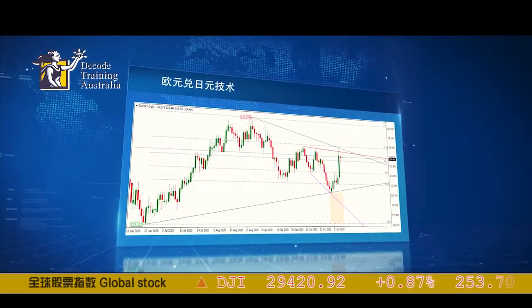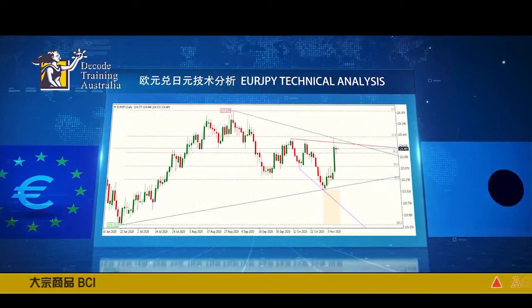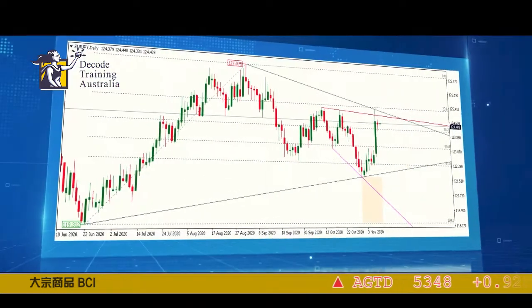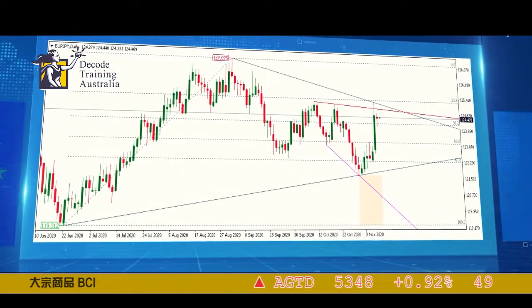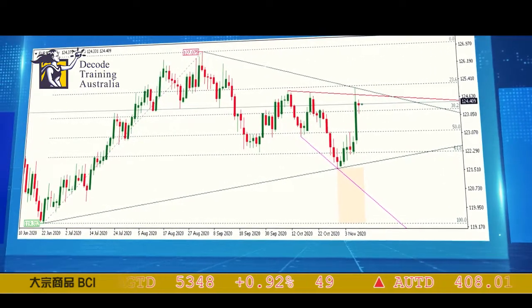Euro rose against the Japanese yen on Wednesday, increasing the price of the Euro-Yen pair to more than 124.00. Ahead of the release of European gross domestic product news quarterly, the technical bias remained bearish since the Euro-Yen printed a lower low in the recent downside move. So now the Euro-Yen strengthens around 124.40.